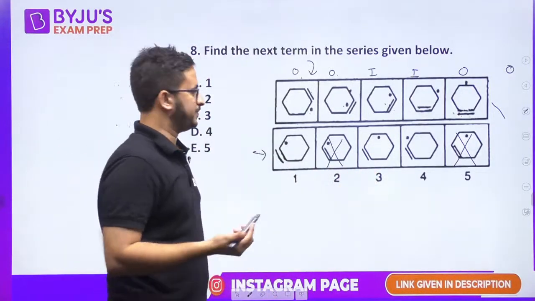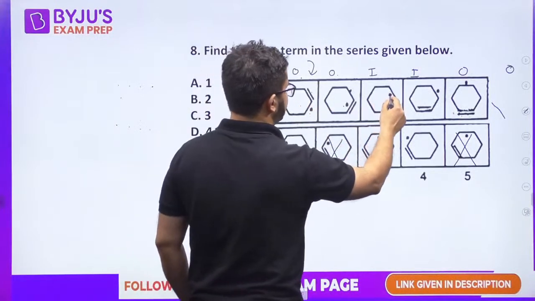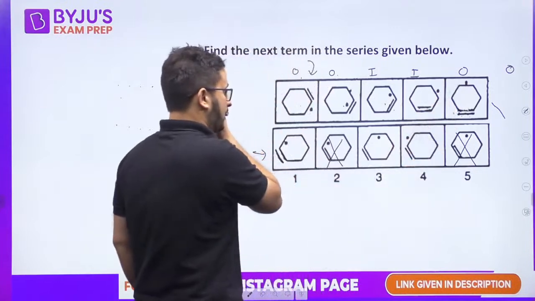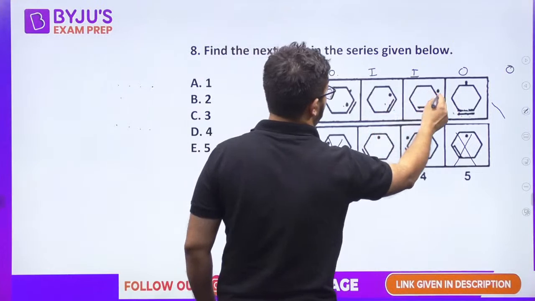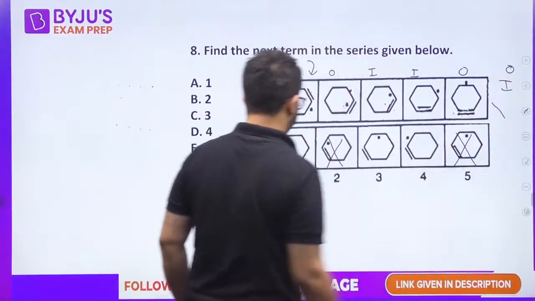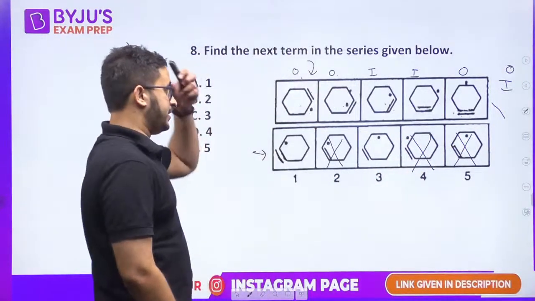Now we will look at the dot, okay, how the dot is going. Dot is outside, inside, inside, outside, this is out, in, out, out, so this should be inside, okay, the dot should come inside. So we can eliminate this option, that it cannot be outside, it has to be inside.